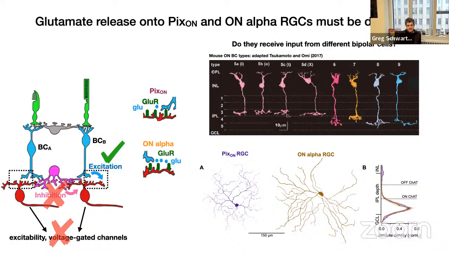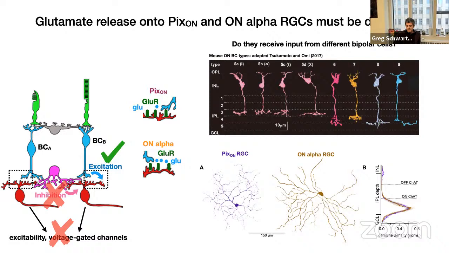So this is a diagram of the IPL, and this is the stratification pattern of the pixons and the on alphas shown in the two different colors. And first of all, you can see they're basically identical, and they're down below the on chat band, which means that they can't contact the fives, but they can contact the 6s, 7s, 8s, and 9s. All right, so how can we know? So we've at least solved the problem to some degree. We've knocked out half of them, but what set of 6s, 7s, 8s, and 9s contact both of these cell types?